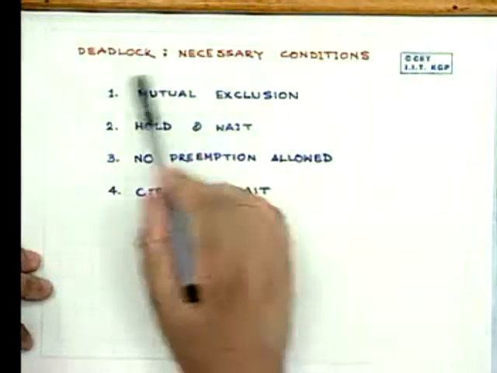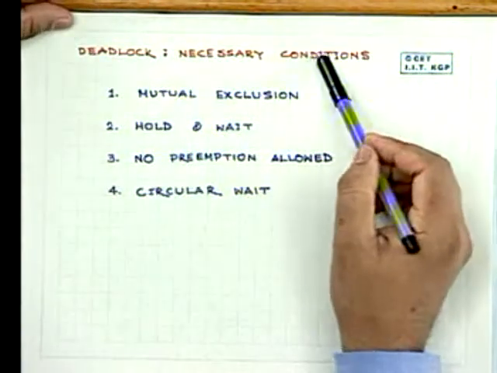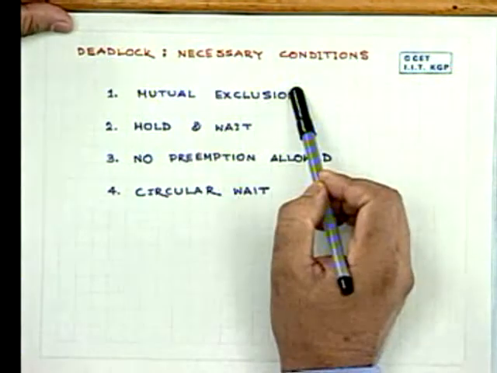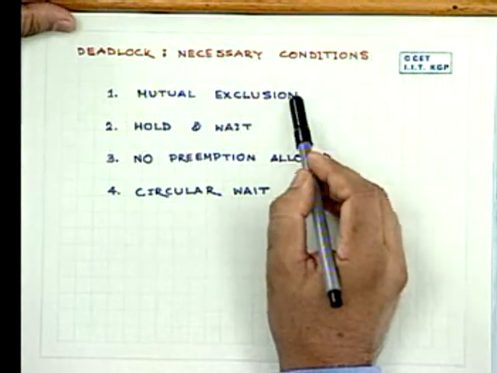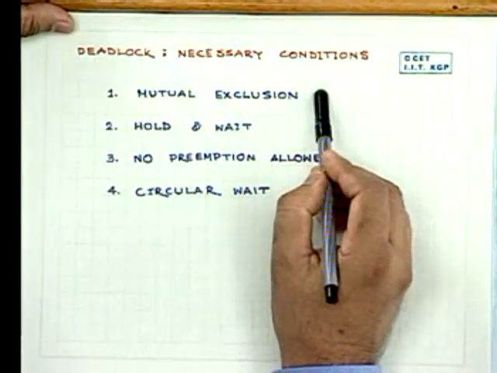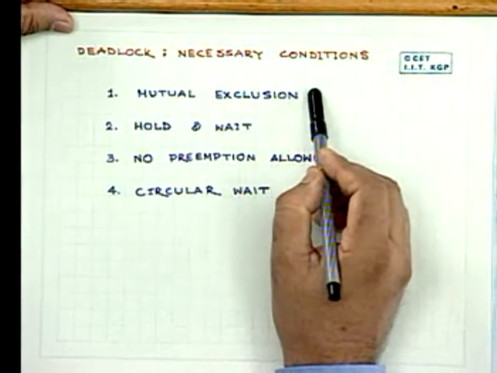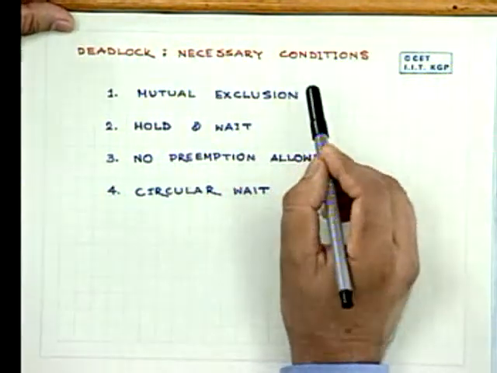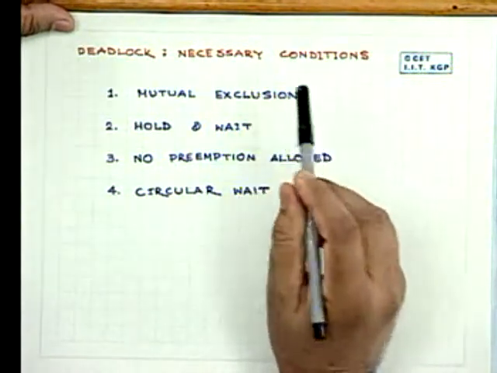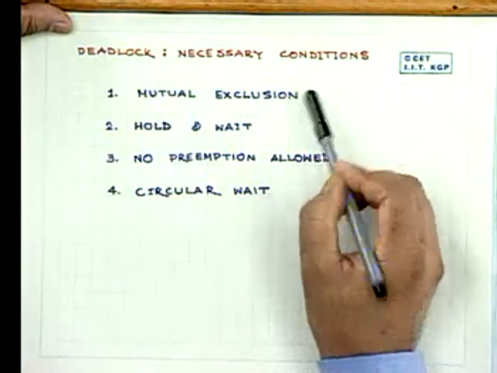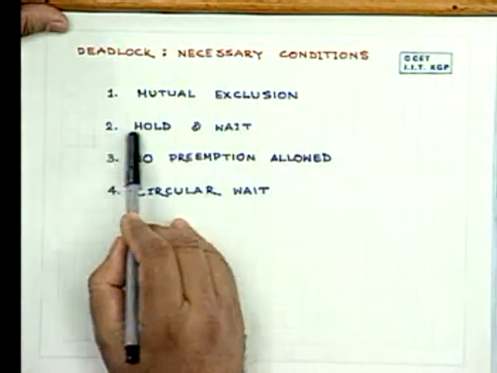Now let us see what are the necessary conditions of a deadlock. The first necessary condition is mutual exclusion. That means there should be at least one resource which is unshareable, and therefore mutual exclusion has to be enforced to utilize it. Let me repeat once more: there must be at least one resource which is unshareable, and mutual exclusion has to be enforced so that the resource can be utilized.